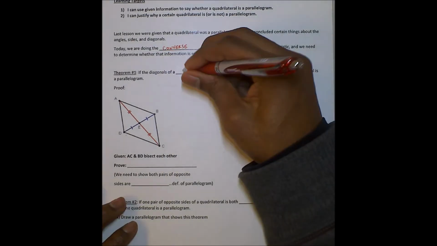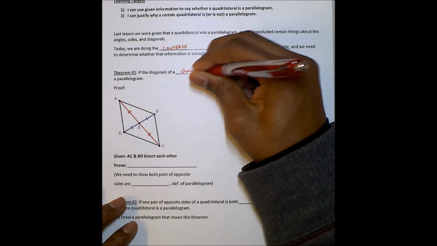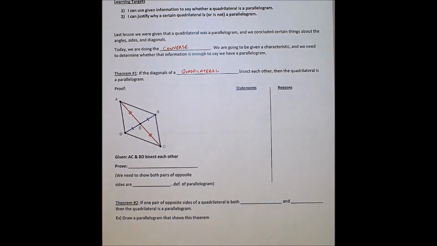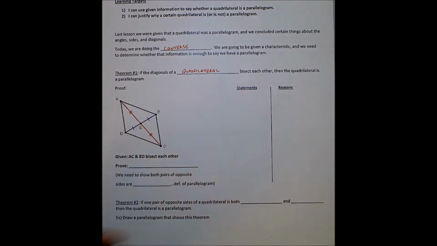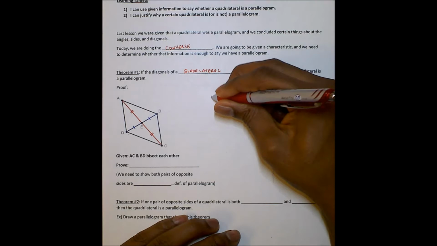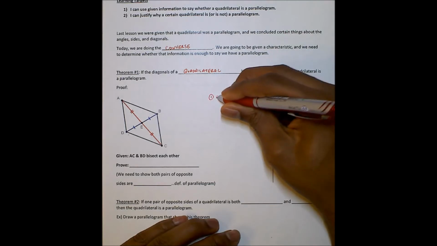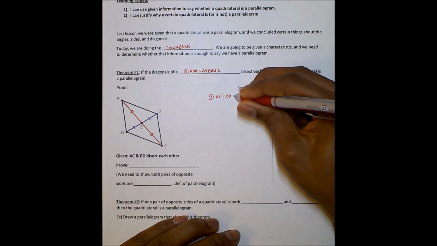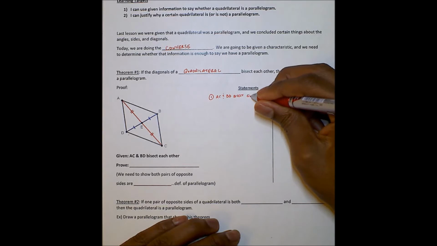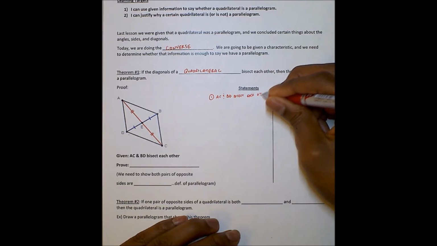Theorem 1: if the diagonals of a quadrilateral bisect each other, then the quadrilateral is a parallelogram. And so we're going to prove that with this proof. Here, given is that AC and BD bisect each other. As we've done before, we'll go through this proof. Not necessarily that all your practice will be proofs, but this proof shows that this will work in the general sense.